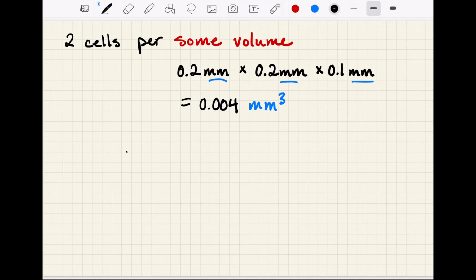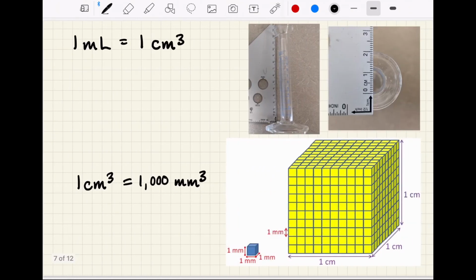This means we have 2 cells per 0.004 cubic millimeters. So how do we convert that to milliliters? Well, one of the nice things about the metric system is that 1 milliliter equals 1 cubic centimeter. Even just visually, you can kind of see that if you had a cube where each side was 1 centimeter in length, it would take up a milliliter's worth of space.